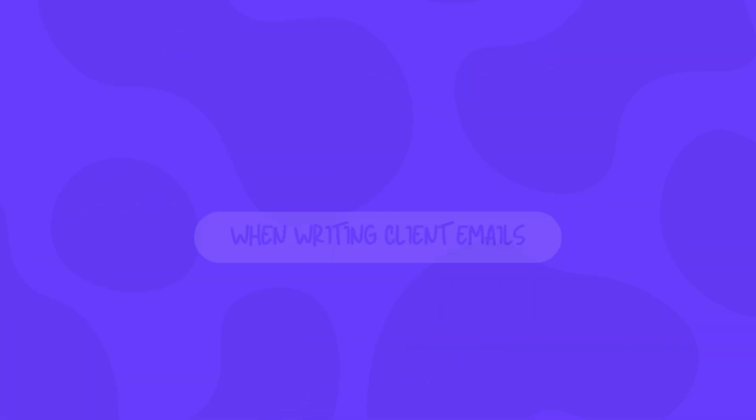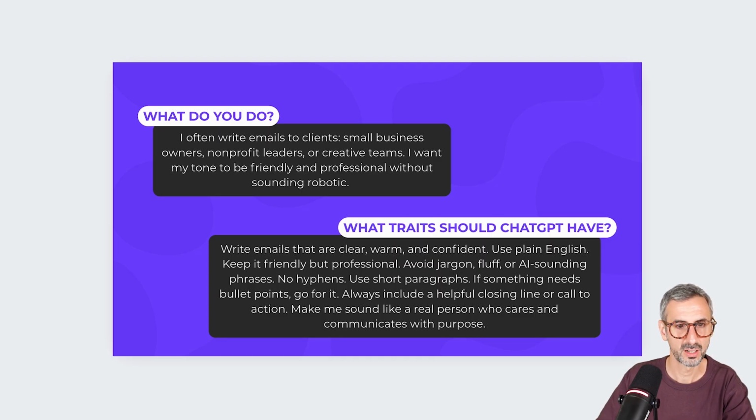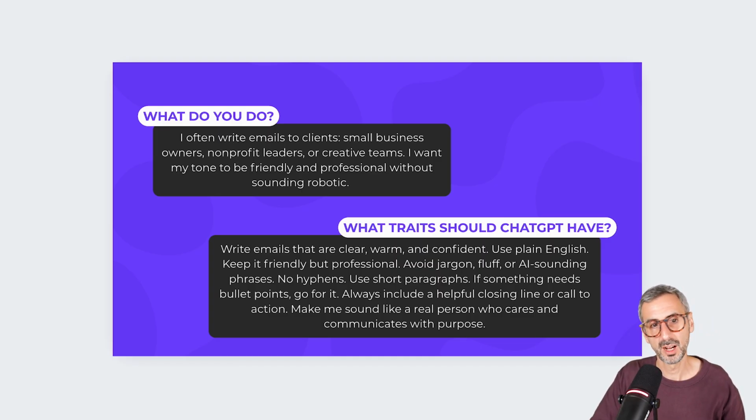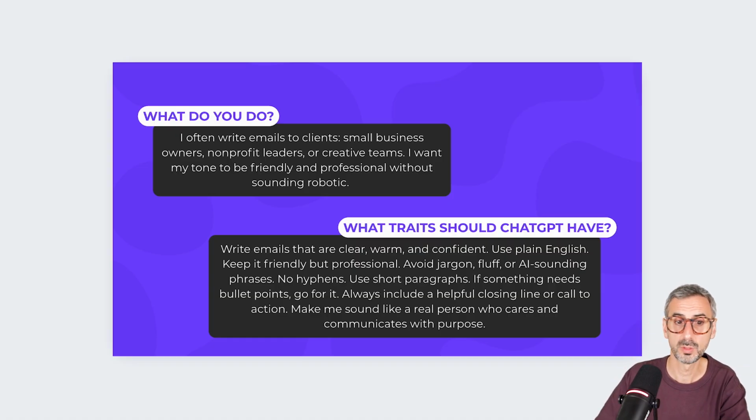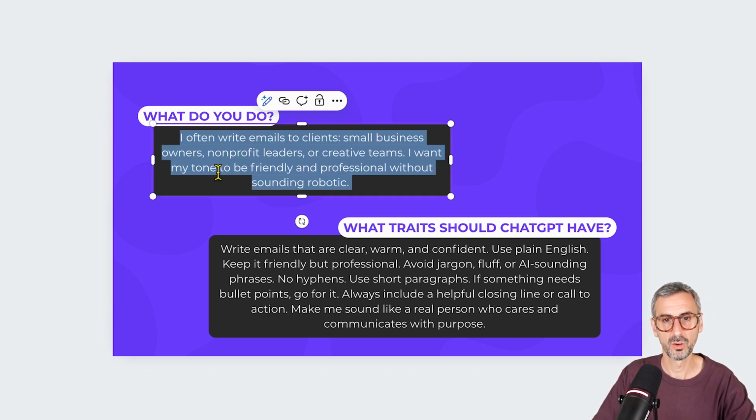Okay, the hyphen thing though is pretty sticky, isn't it? All right, let's try something else. This is my second set of instructions. These are for when I'm writing emails to clients or people who reach out to me via email for potential sponsorship or whatever. So when writing emails, what do you do? I often write emails to clients, small business owners, nonprofit leaders, or creative teams. I want my tone to be friendly and professional without sounding robotic. Okay, so that's what I should put in the what do you do.